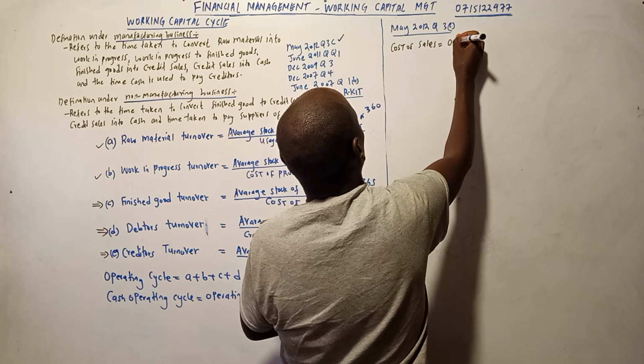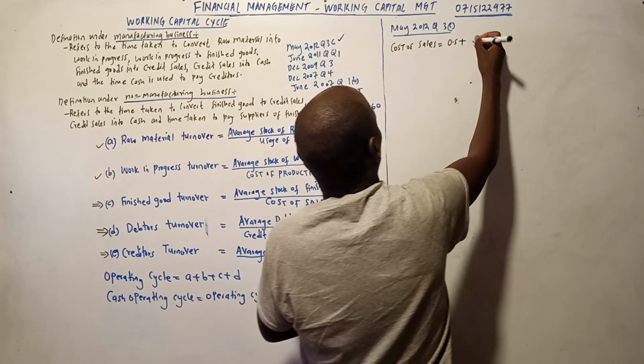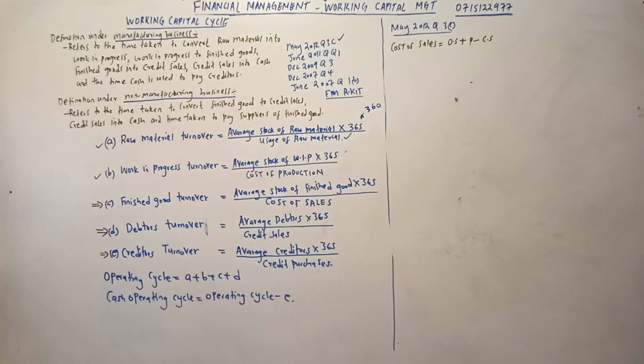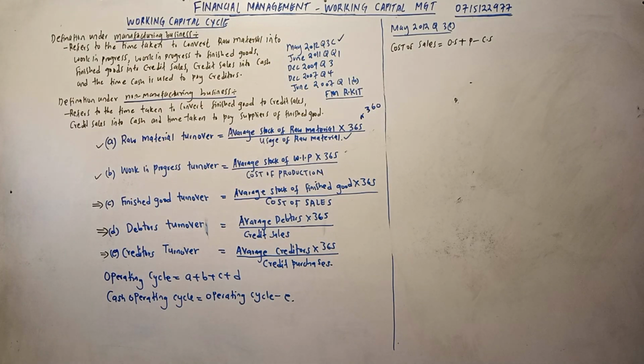Cost of sales is equal to opening stock plus purchases minus closing stock. So opening stock plus purchases minus closing stock.